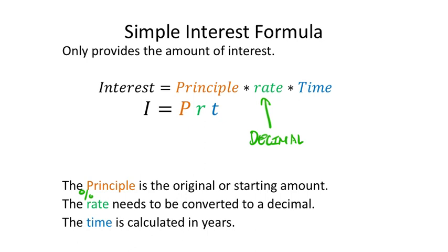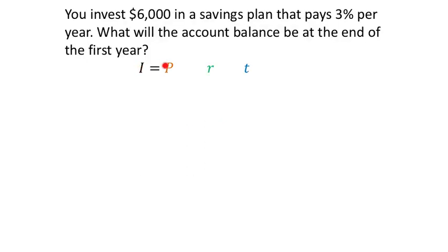Now just be aware, they're not always going to say, how much is the interest or how much is the final amount of the account. Sometimes they'll say, what was the principal? What was the rate? What was the time? Of these four values, they'll usually give us three, and then we got to solve for the missing one. Something like that. Here's our formula. I equals PRT, principal, rate, time.